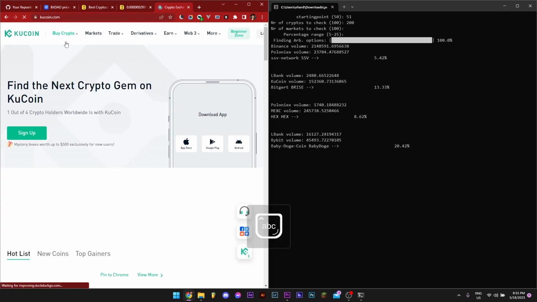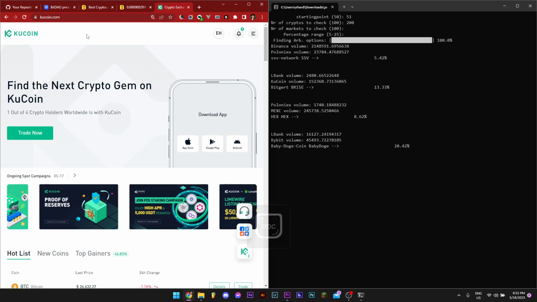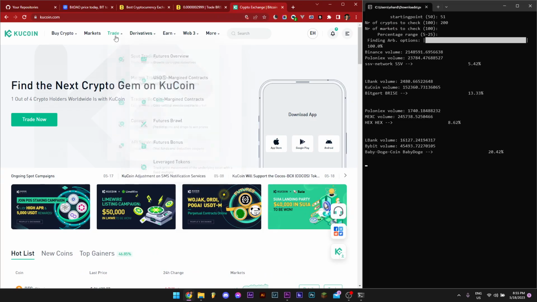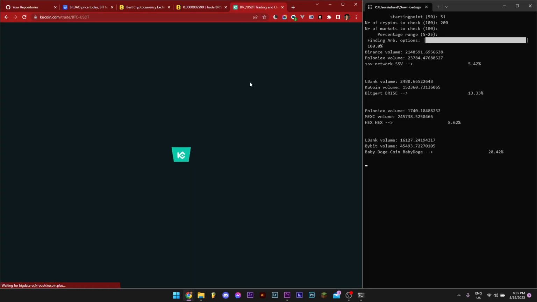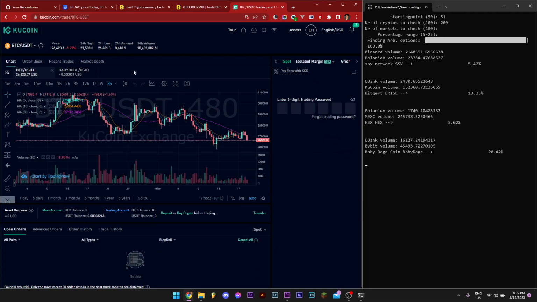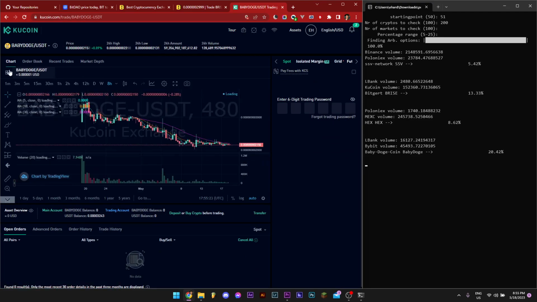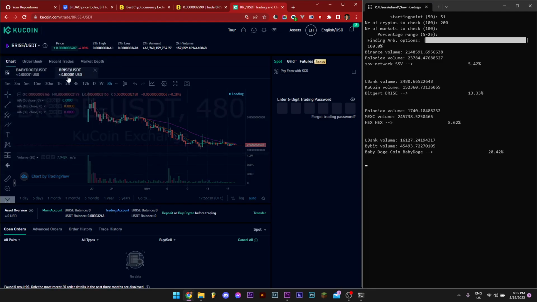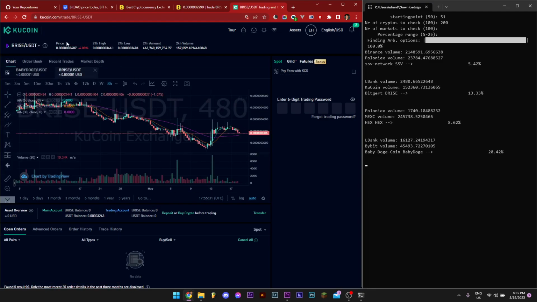Let's just make that smaller. Trade, spot trading, and, oh, see, we have it here. But for the sake of realism, let's find it ourselves. Price, here we have it. So let's see, what's the price? Okay, here we have the price.